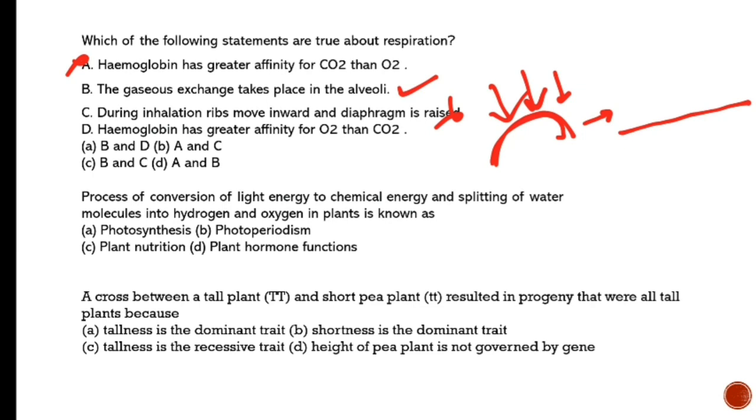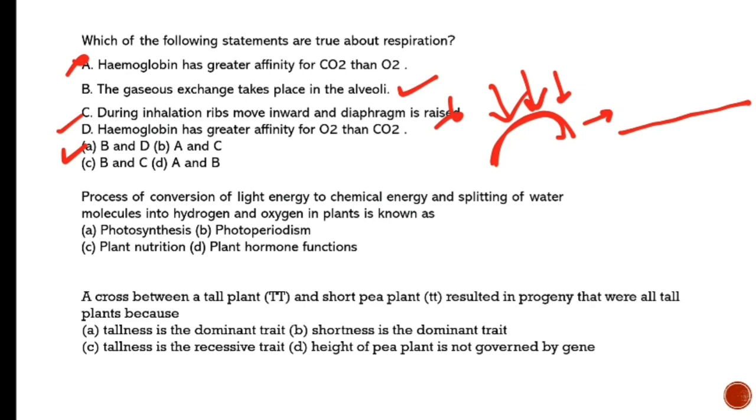Moving on to the next option, hemoglobin has greater affinity for oxygen than carbon dioxide, which is a correct statement. So here, if you see, options B and D will be the correct options. Alright, moving forward. Process of conversion of light energy to chemical energy and splitting of water molecules into hydrogen and oxygen in plants is known as photosynthesis, photoperiodism, plant nutrition, plant hormone functions.